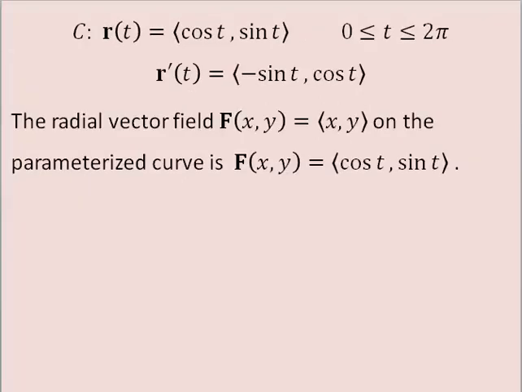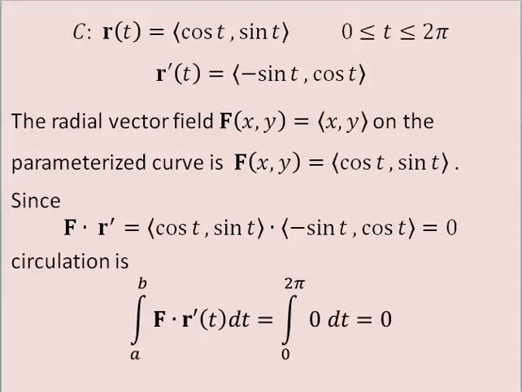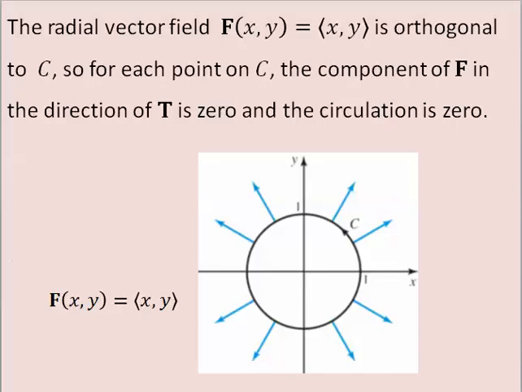The radial vector field on the parameterized curve is just ⟨cosine t, sine t⟩. Since the dot product is 0, the circulation is 0. And the radial vector field, as you can see, is orthogonal to the curve. So for each point on C, the component of F, the radial vector field pointing outwards, in the direction of T, which points in the direction of the curve, is 0. So it makes sense that the circulation is 0.